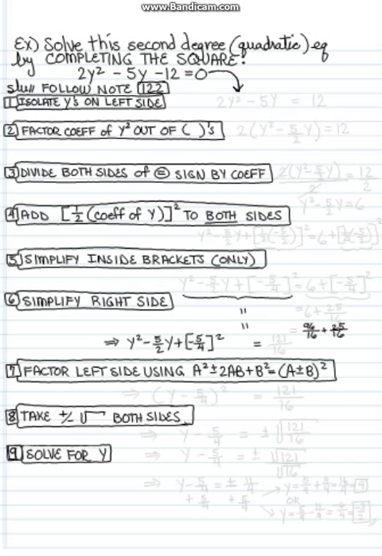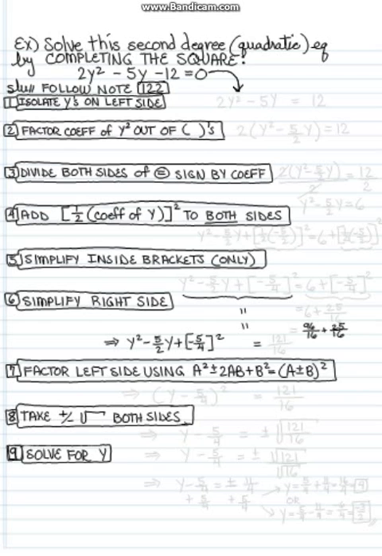Step 1, we're going to isolate the y's on the left side. Step 2, factor the coefficients of y's out of the parenthesis. Step 3, divide both sides of the equal sign by the coefficient. Step 4, add bracket 1/2 the coefficient of y squared to both sides. Step 5, simplify inside the brackets only. 6, simplify the right side.